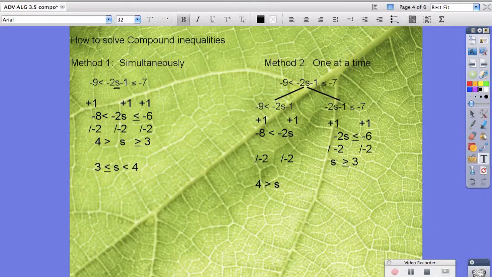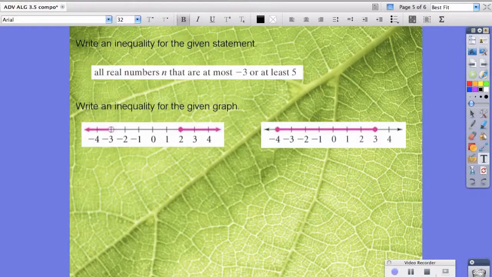So, smaller number on the left, so 3 less than or equal to s, which is less than 4. So, two methods for solving the same problem. Now, let's look at some pictures and this other example.